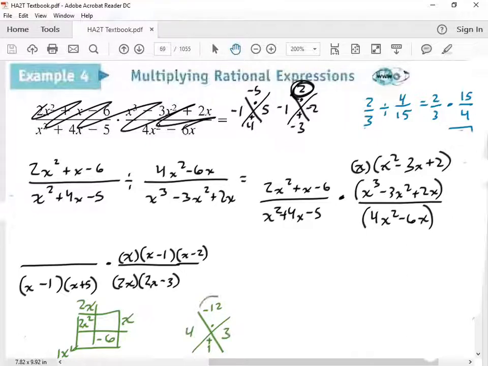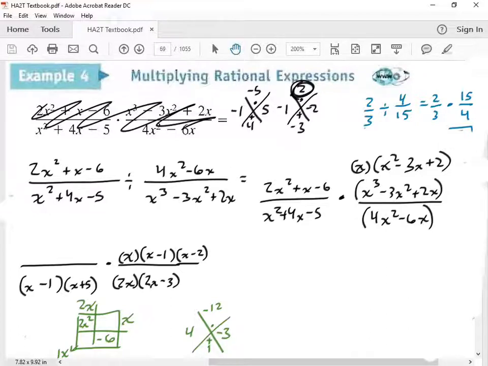4 and 3 add to give, or multiply to give me positive 12, but one of those has to be negative. Which one's negative? 3. The 3 is negative. Why is the 3 negative? The 3 is negative because when I add them together, I need to get a positive 1. If it was a negative 1, then the 4 would be negative. All right, so now I have a 4 and a negative 3.